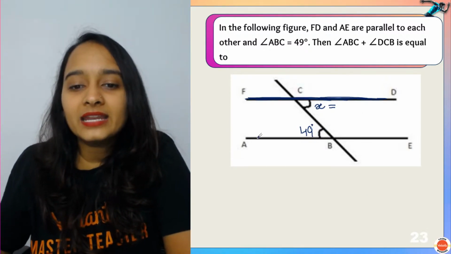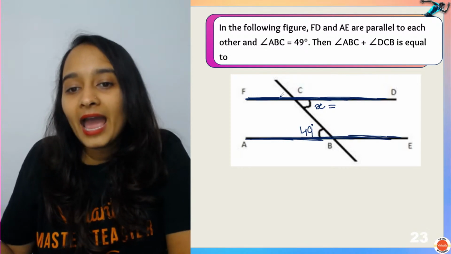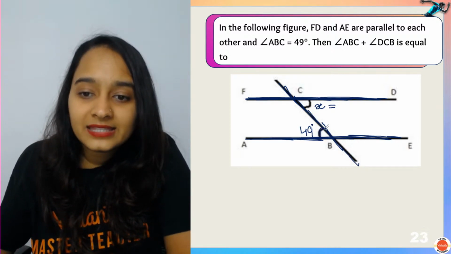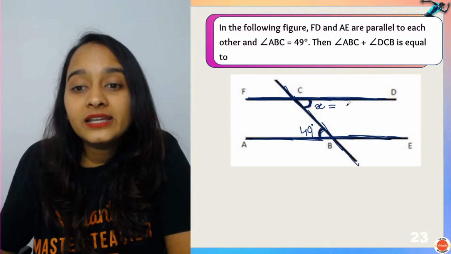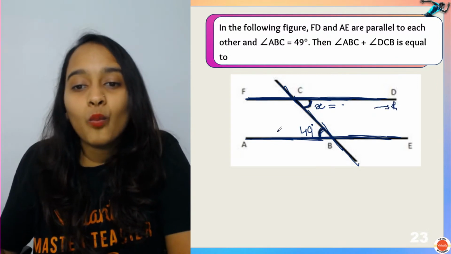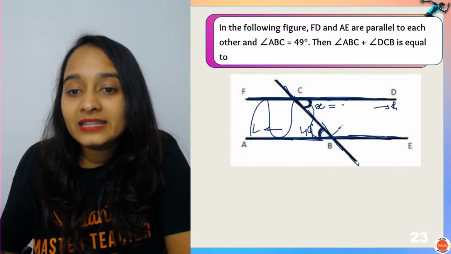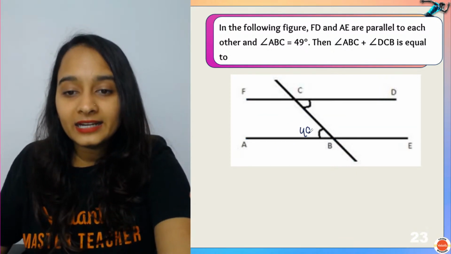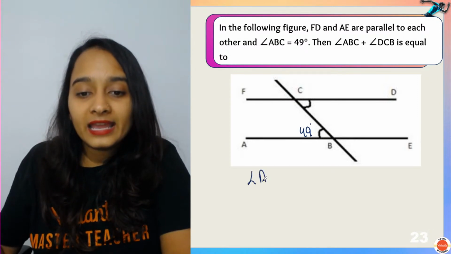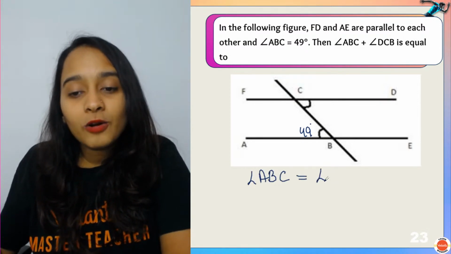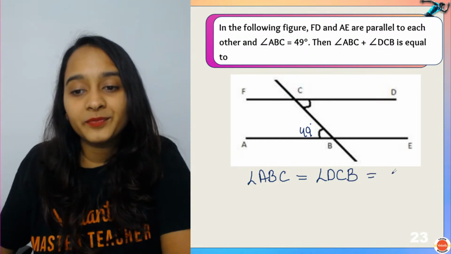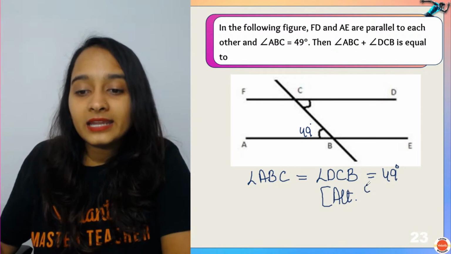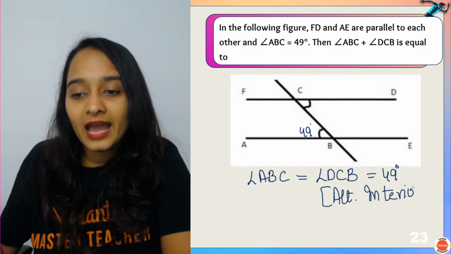This is one line. This is another line. And then there is a transversal, right? So this angle and this angle are alternate. One is to the right side, one is to the left side, but they are in the inside region of the two lines. So they are alternate interior angles. Angle ABC is equal to angle DCB, which is equal to 49. Why? Because they are alternate interior angles.